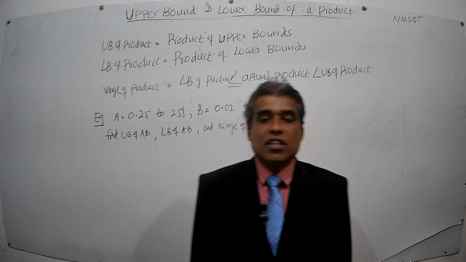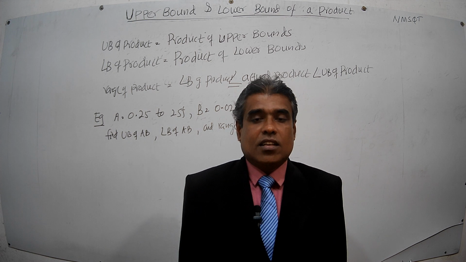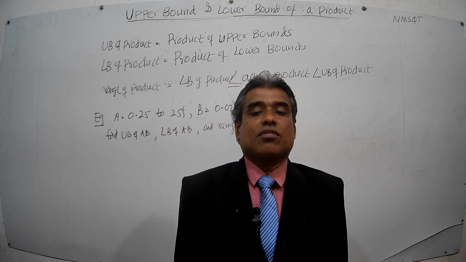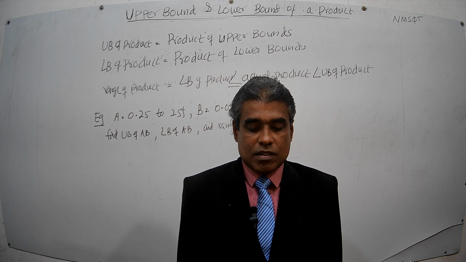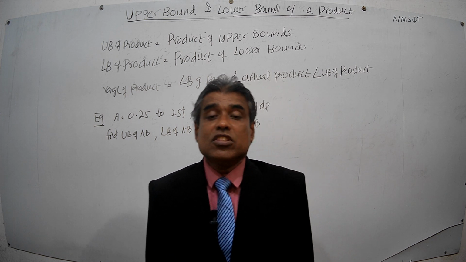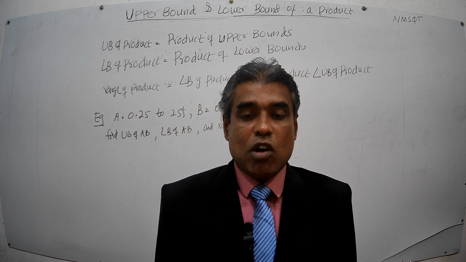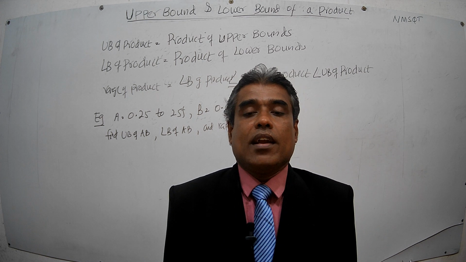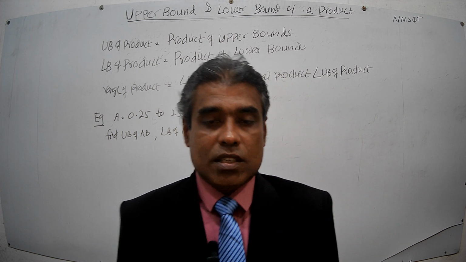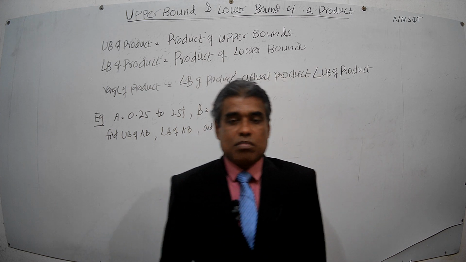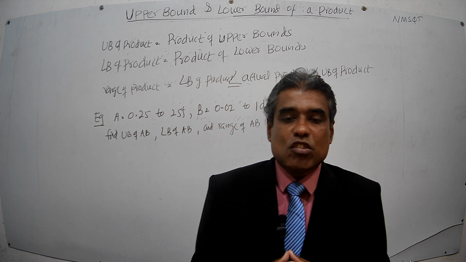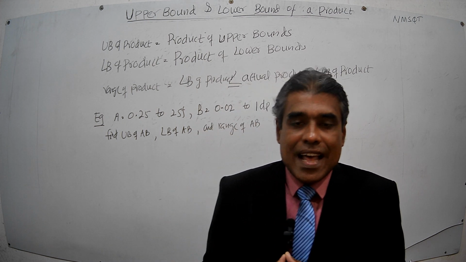The range of the product: the actual product of the corrected values is greater than or equal to the lower bound of the product and less than the upper bound of the product. The actual range is written as: actual product greater than or equal to the lower bound of the product and less than the upper bound of the product.